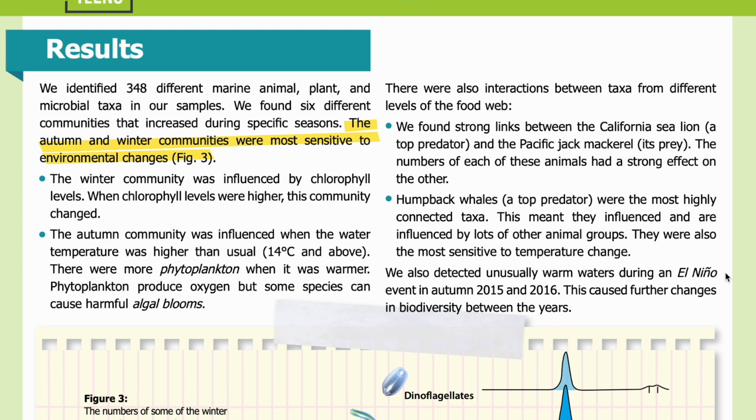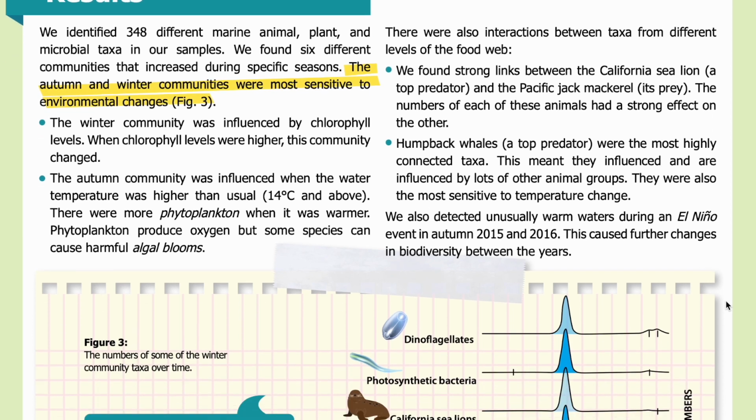We also detected unusually warm waters during an El Niño event in autumn 2015 and 2016. This caused further changes in biodiversity between the years.